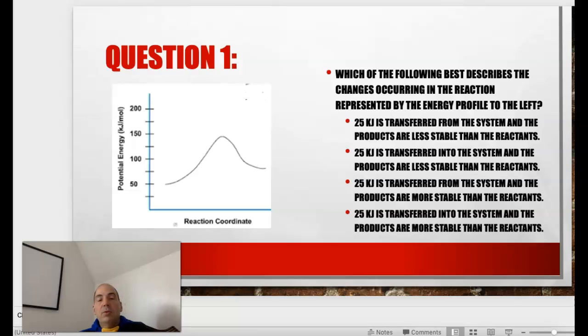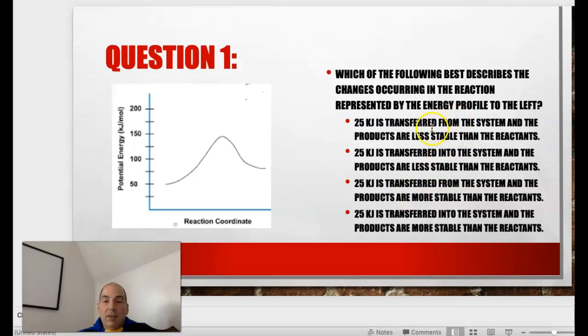All right, so there's two things going on in this question. First of all, we have to understand whether energy is transferred from the system or into the system. So what type of process is this? If we start with low energy and end with a higher enthalpy, that means energy had to go in. That means it's endothermic, and so energy has to be transferred into the system.